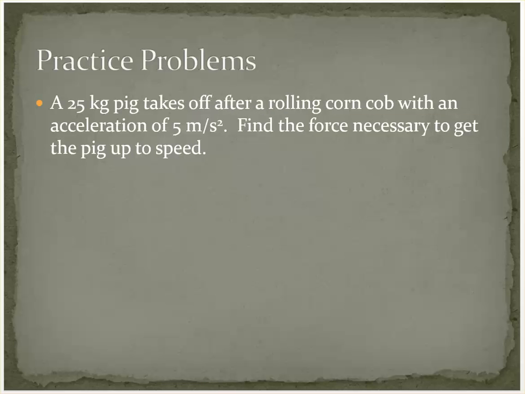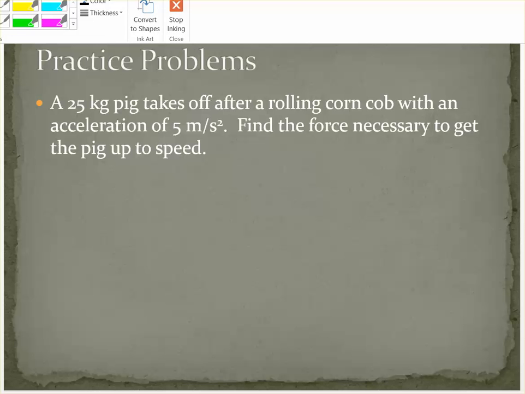Well, hey, let's get off to our first practice problem here. Our first practice problem talks about a 25 kilogram pig takes off after a rolling corn cob with an acceleration of 5 meters per second squared. Find the force necessary to get the pig up to speed. Well, the first couple here I'm going to do for you, and then we'll try to give you guys a chance to do a few of these on your own.